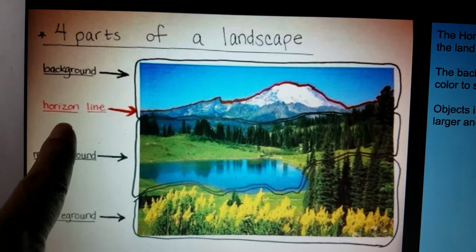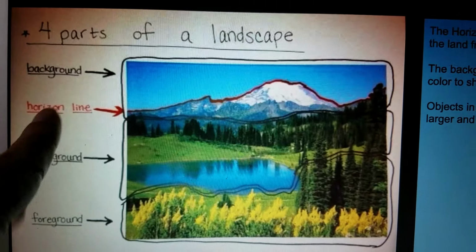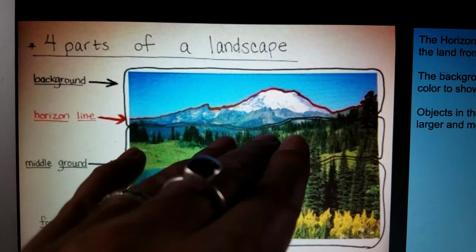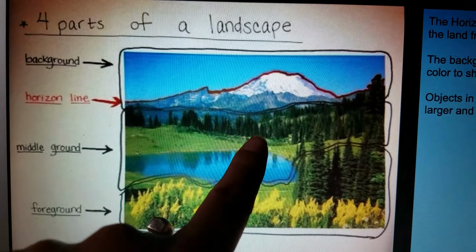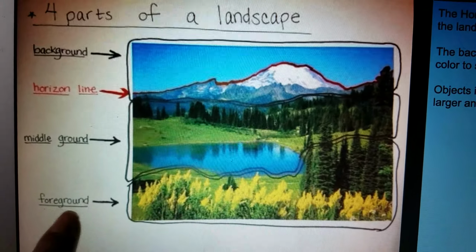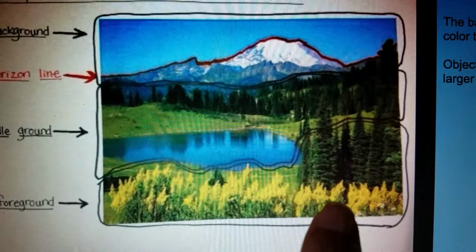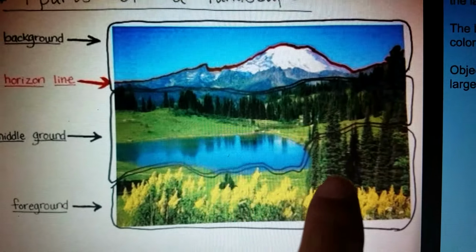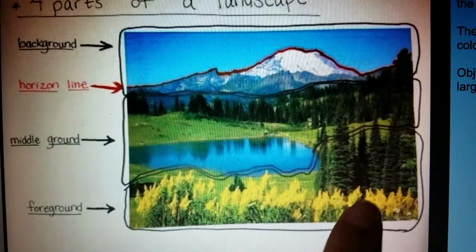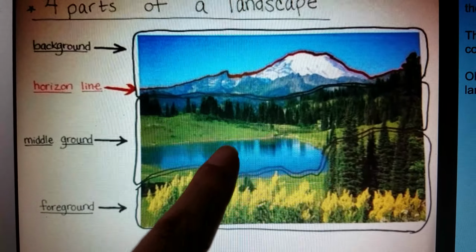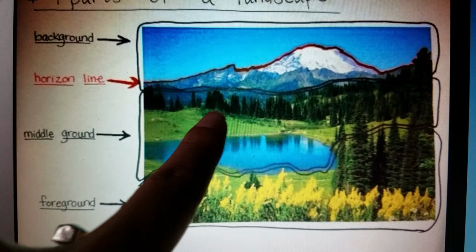You can recognize the word horizon because it sounds like the word horizontal, and both of them go side to side. This part of your picture is called the middle ground, and it's right in the middle of your paper. This part is called the foreground, and it's at the bottom. As you can see, the objects in the foreground look very large, kind of like my finger right now. There's big trees. If you look in the middle ground, these are farther away, so they're going to look smaller.